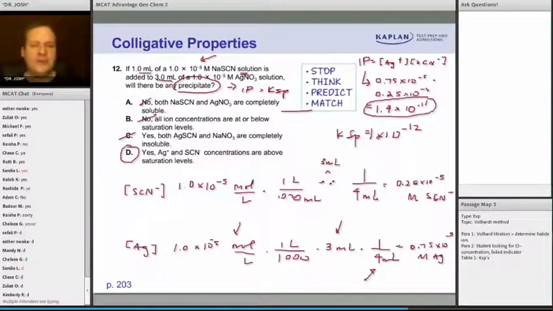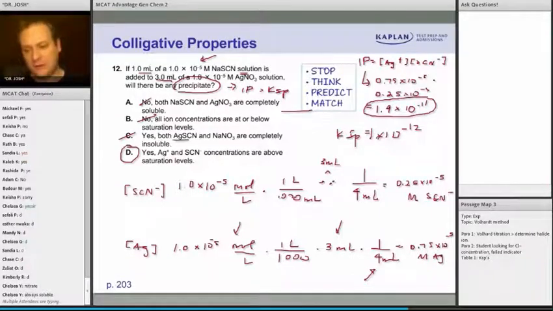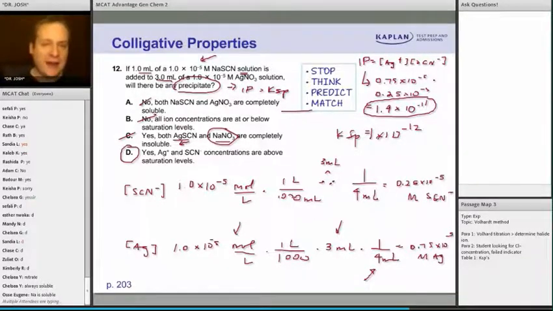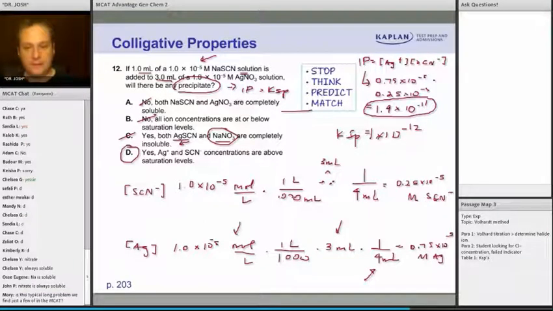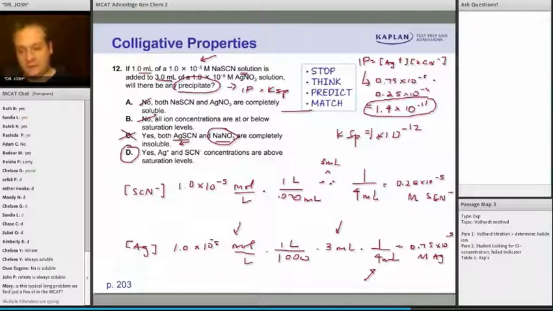In fact, we could prove C is wrong. How can you prove C is wrong? Because we could go about this in a completely different fashion. That these are completely insoluble. And there it is. Nitrates. Sodium nitrates are soluble. So, boot it out. So you can totally get rid of this.